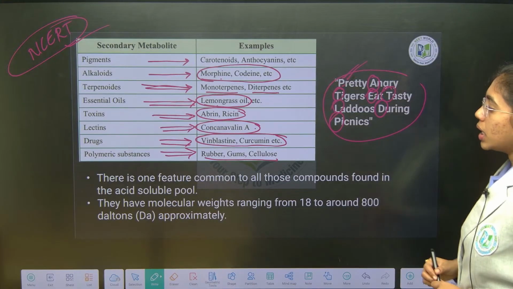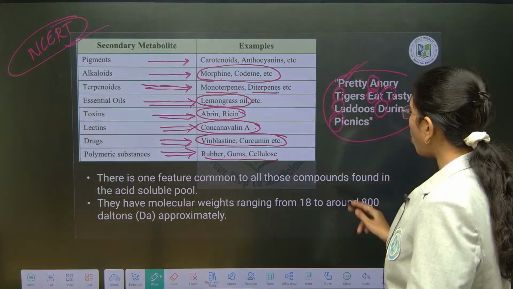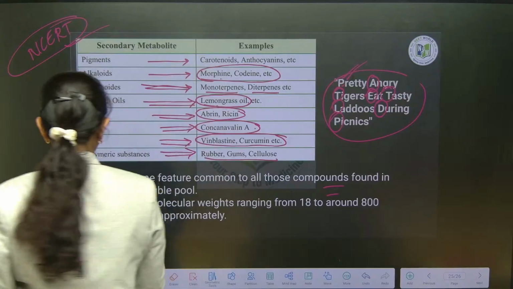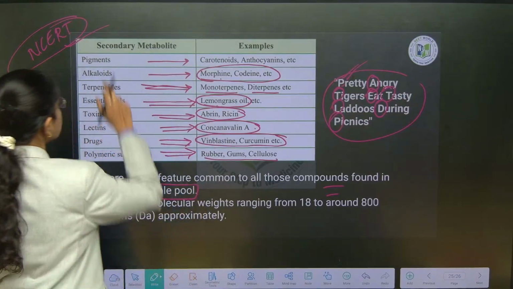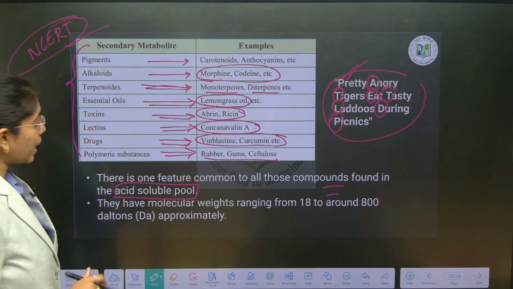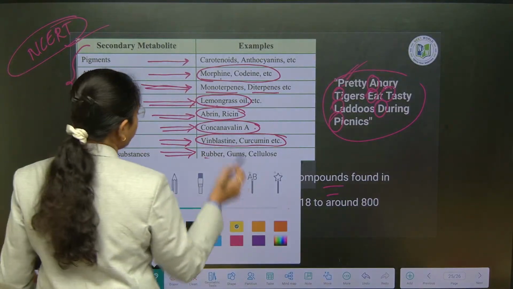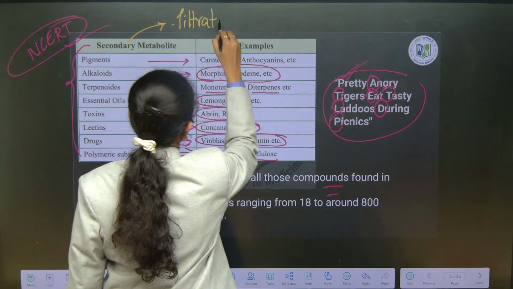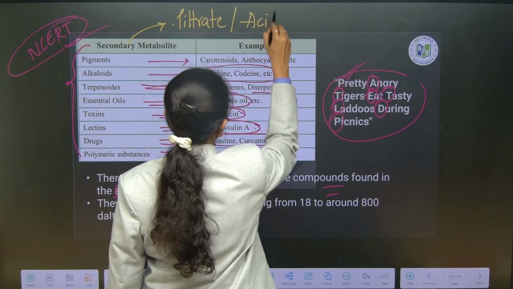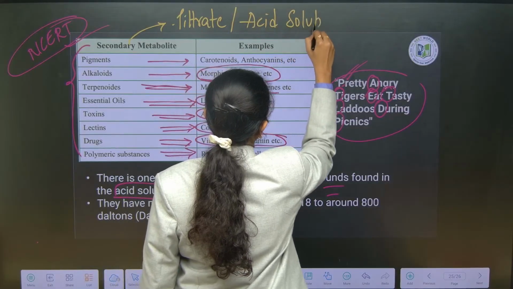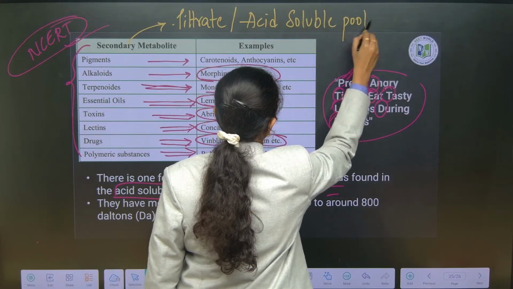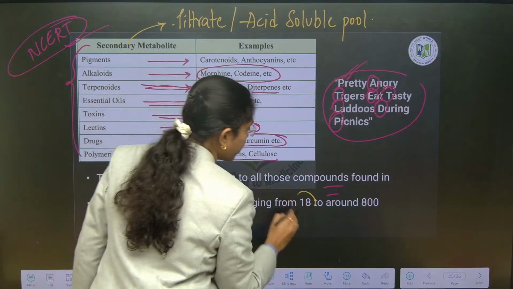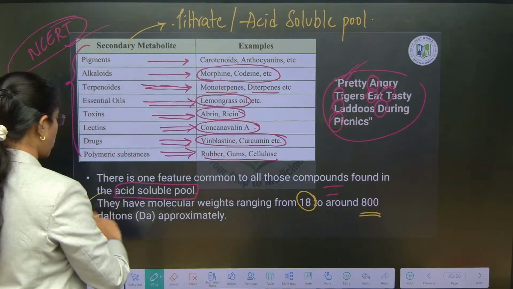Remember that. There is one feature common to all these compounds: they are found in what? The acid soluble pool. One feature common for all these secondary metabolites is that they are identified in the filtrate, or acid soluble pool. Next, they have molecular weights ranging from 18 to 800 Daltons approximately.